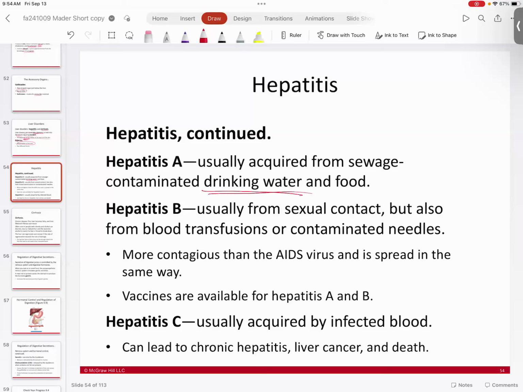Hepatitis B typically is the sexually transmitted one, or transmitted through blood infusions or blood transfusions. And so this one is worse, actually. It's more contagious than AIDS, but it spreads the same way. But we do have vaccines for hepatitis A and B. Now, C is typically acquired from infected blood. This can lead to chronic hepatitis, liver cancer, and death. So if you're in a healthcare environment, oftentimes you're really concerned about hepatitis C, especially if you're dealing with patients and blood samples and things of that nature.